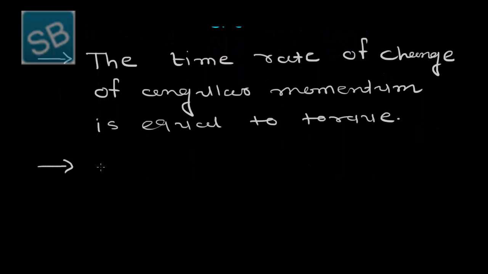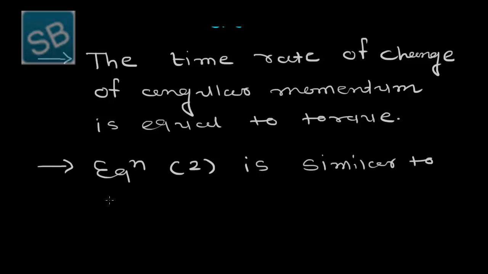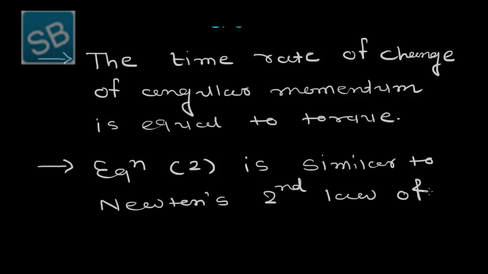So, equation 2 is similar to Newton's second law of motion. And with this, our relation derivation is over. Now, as we have studied the angular momentum of a particle, now we will see the effect of angular momentum on a system of particles.